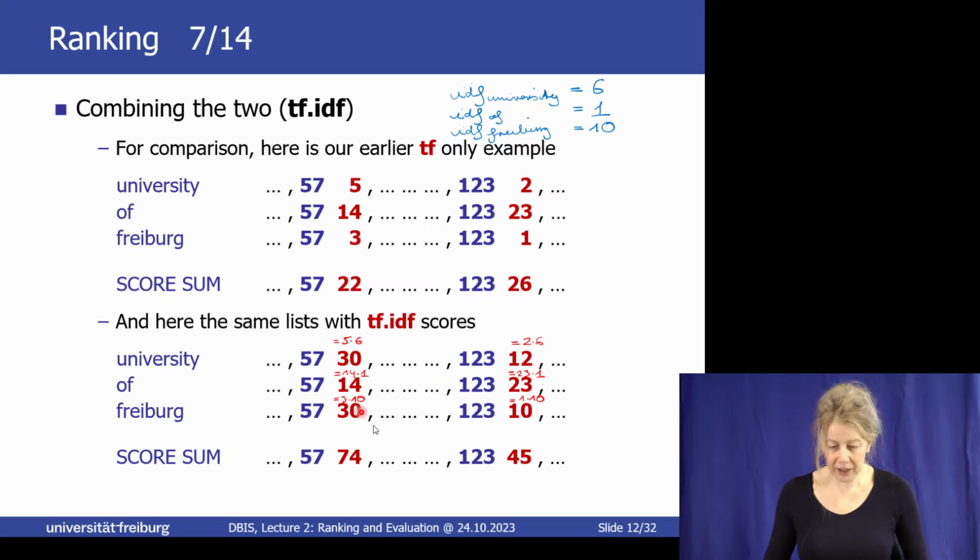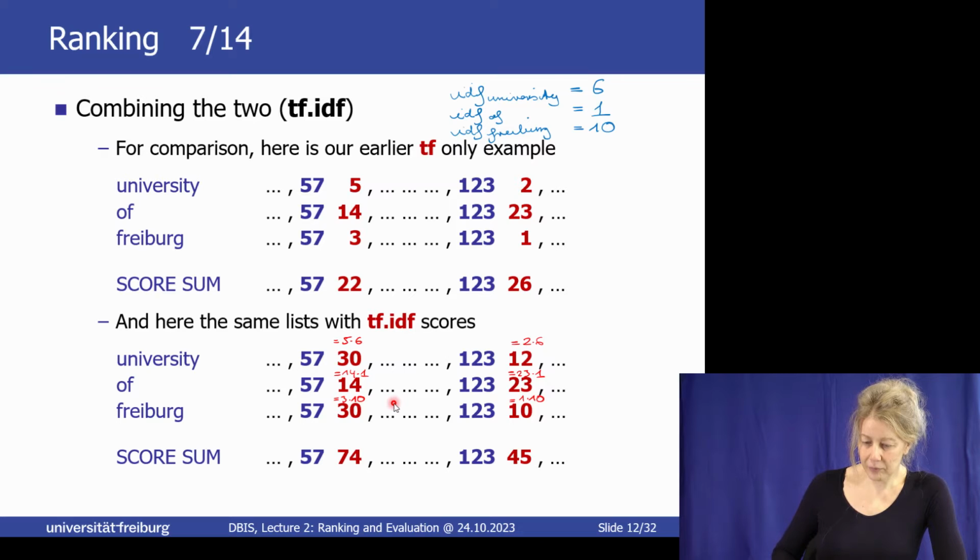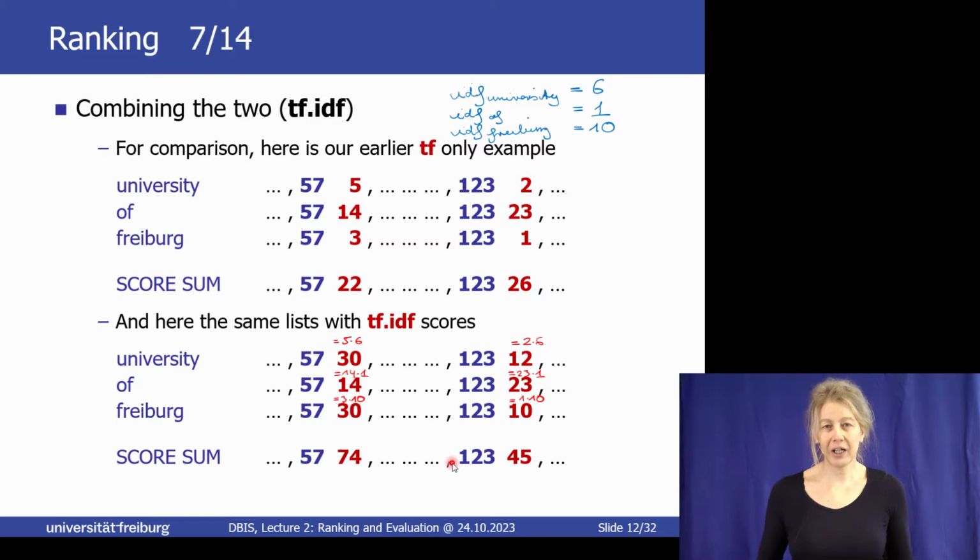And now we get a much higher score here, because yes, "of" occurs very frequently, but the other two words, which have a higher IDF, they get more weight now. So the 74, so 57 will now be ranked before 123. So that's tf.idf, a very important formula used as a heuristic in a lot of settings, not only information retrieval.